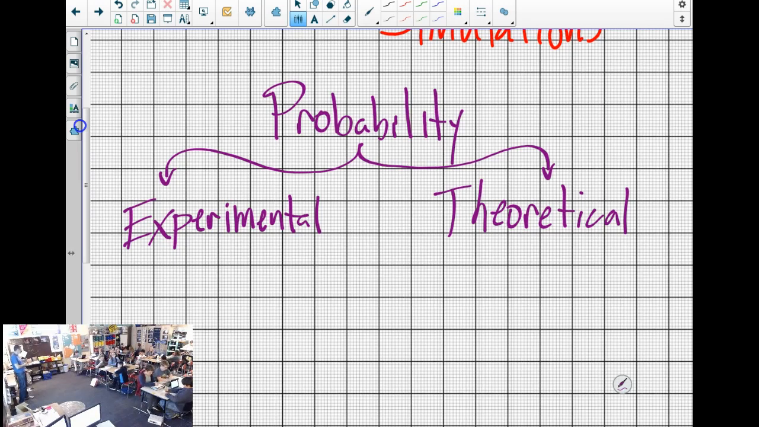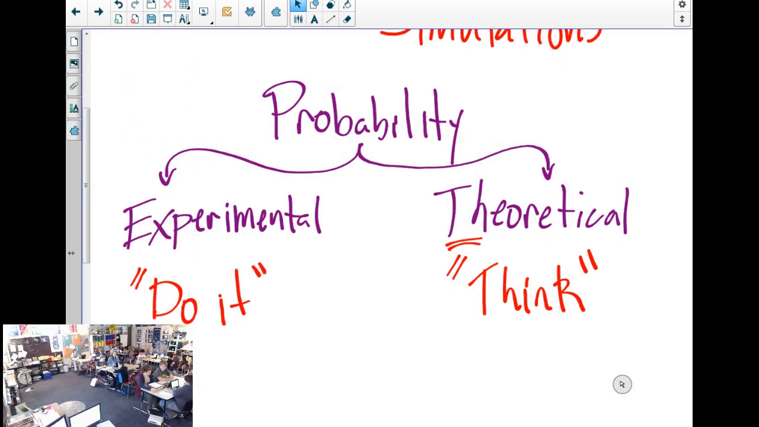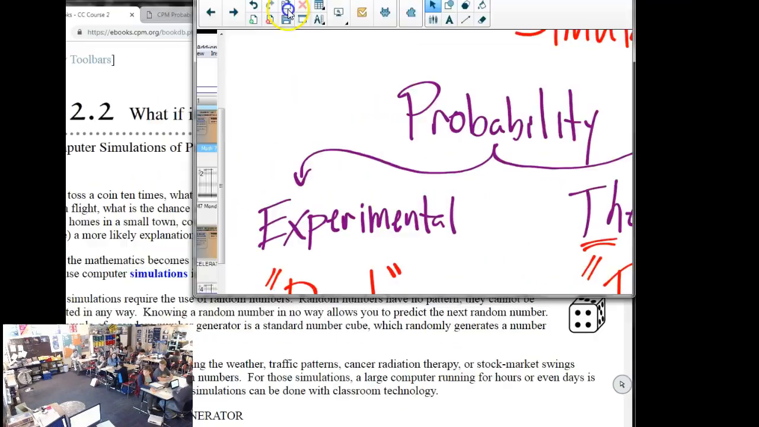Just get out blank graph paper. So, experimental, what you want to write under that to remember it is we actually do it. Right? We do the experiment. The theoretical, we just think about it. That TH, theoretical. We just think about it. So today, we're doing the experimental. We are going to run some of these simulations and see how accurate or not they are. So you should have this in your notes, guys. Experimental, we do it. Theoretical, we think.